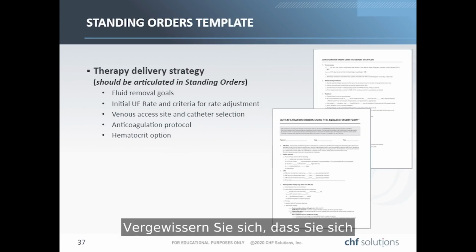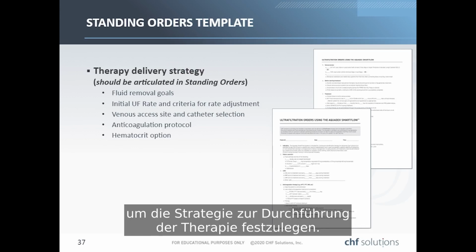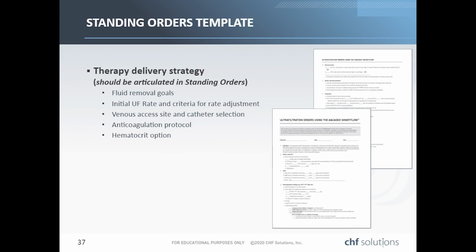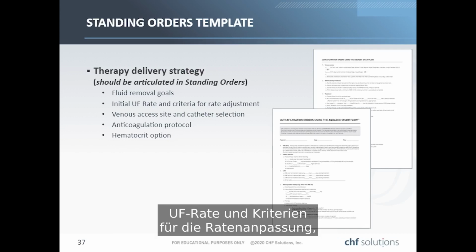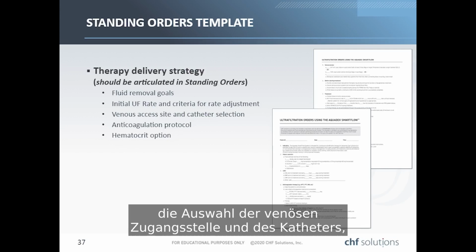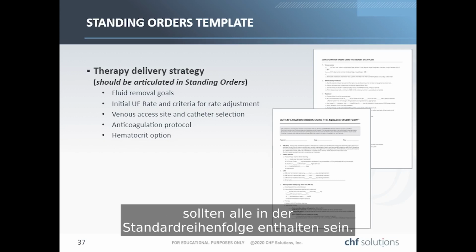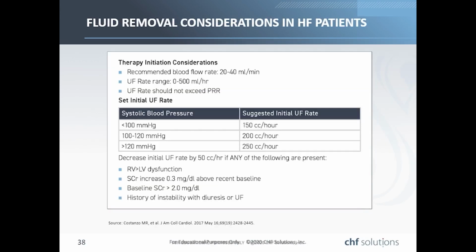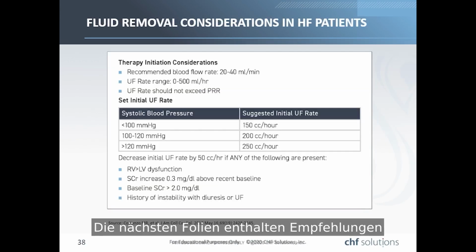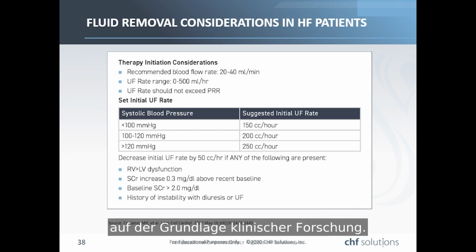Be sure to always refer to your institution's standing orders in order to determine the therapy delivery strategy. The fluid removal goals, the initial UF rate and criteria for rate adjustment, venous access site and catheter selection, anticoagulation protocol, and an option for hematocrit should all be included in the standard order. The next few slides include recommendations for fluid removal with ultrafiltration based on clinical research.